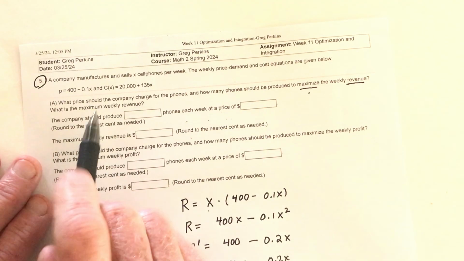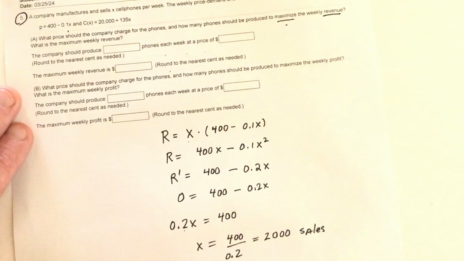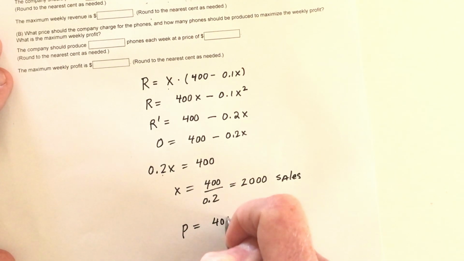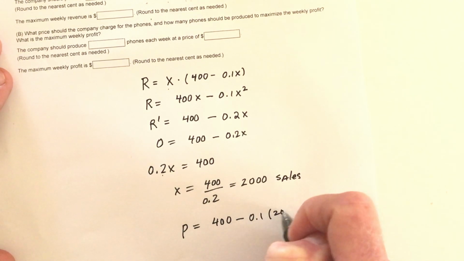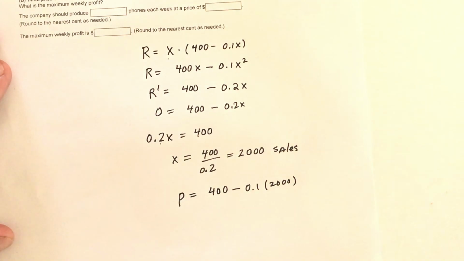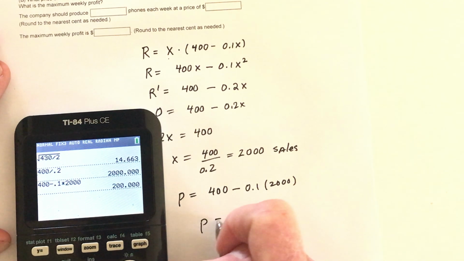And then if I take that and substitute it in here, so then the price will be 400 minus the 0.1 times x, and then substitute the 2,000 for x. So that's going to be 400 minus a 0.1 times 2,000. And then that's going to be $200.